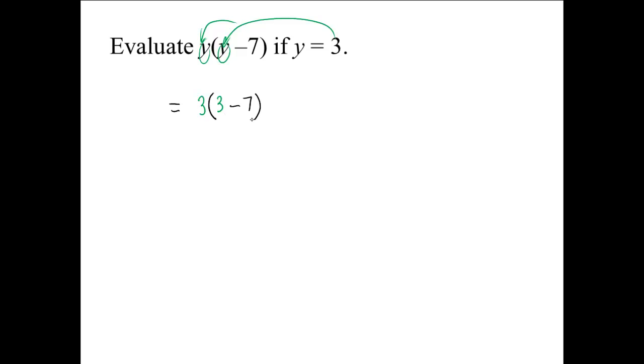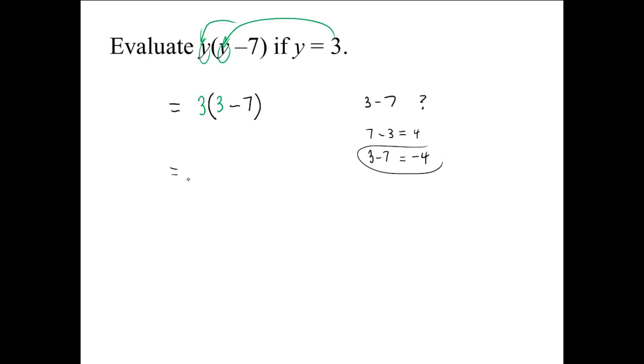We can take care of what's inside the parentheses first. 3 minus 7. Here's a trick. If we have a smaller number take away a larger number, what we can do is reverse the order and do the subtraction in a comfortable way. 7 minus 3 is 4. That implies that 3 minus 7, when I reverse them back and subtract, is negative 4.